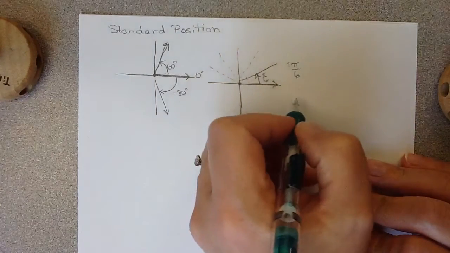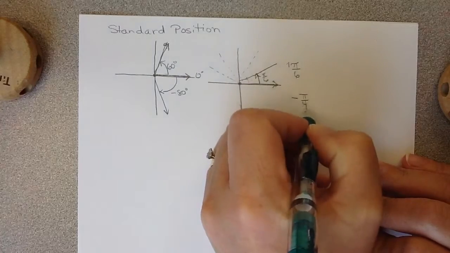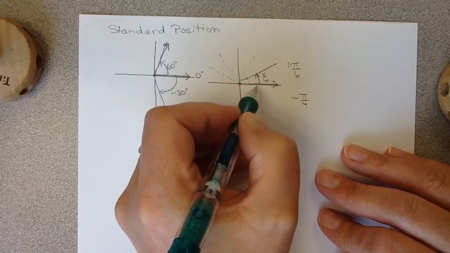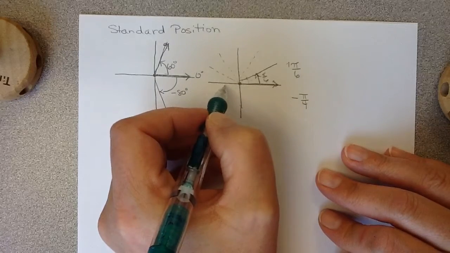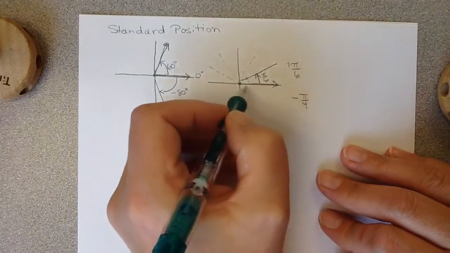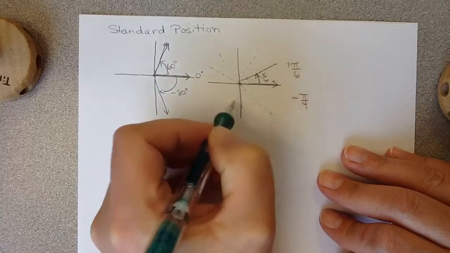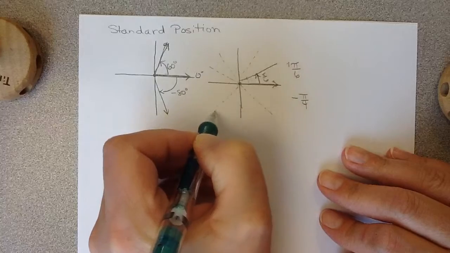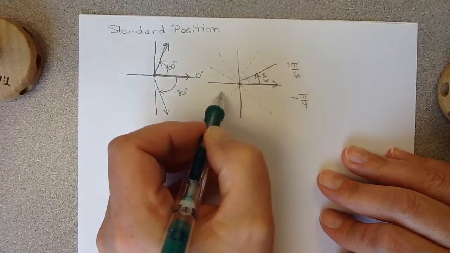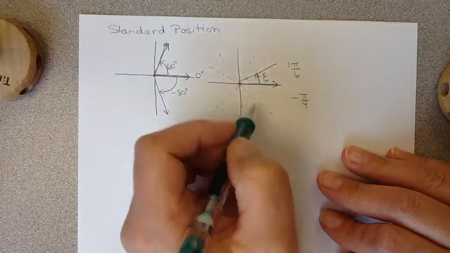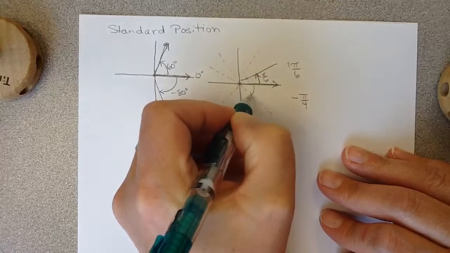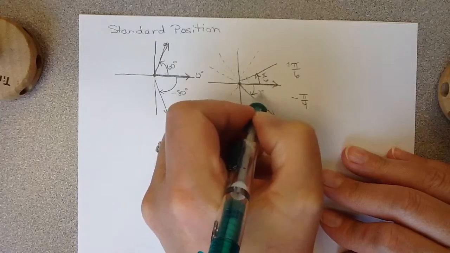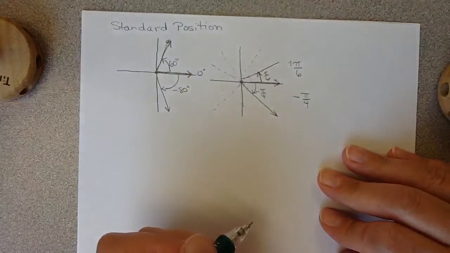If I want to graph negative pi over 4, negative is a clockwise rotation, so if I go clockwise half a circle, that's a whole pi. The denominator's 4, so I want to divide that half of a circle, that pi radians, up into 4 pieces, 1, 2, 3, 4, and I want to go 1/4 of those clockwise. So 1/4 takes me to here. There's my terminal side. Negative pi over 4 is that angle.